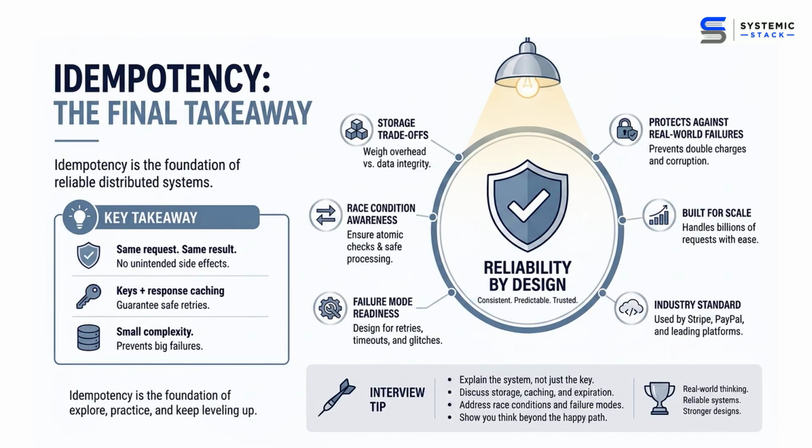So that brings us to the end of our look at idempotency. Now, if you're heading into a system design interview, remember that just mentioning a key isn't enough. You need to talk through the storage trade-offs and how you'd handle race conditions when two identical requests hit at once. Showing that you can navigate those failure modes proves you're thinking about real-world consistency, not just happy path code. I hope this gives you a solid edge in your prep.